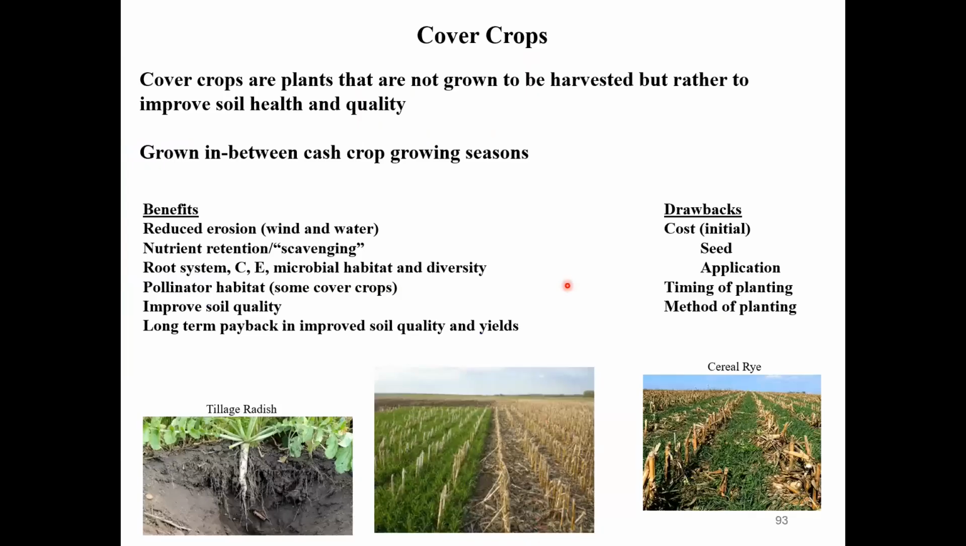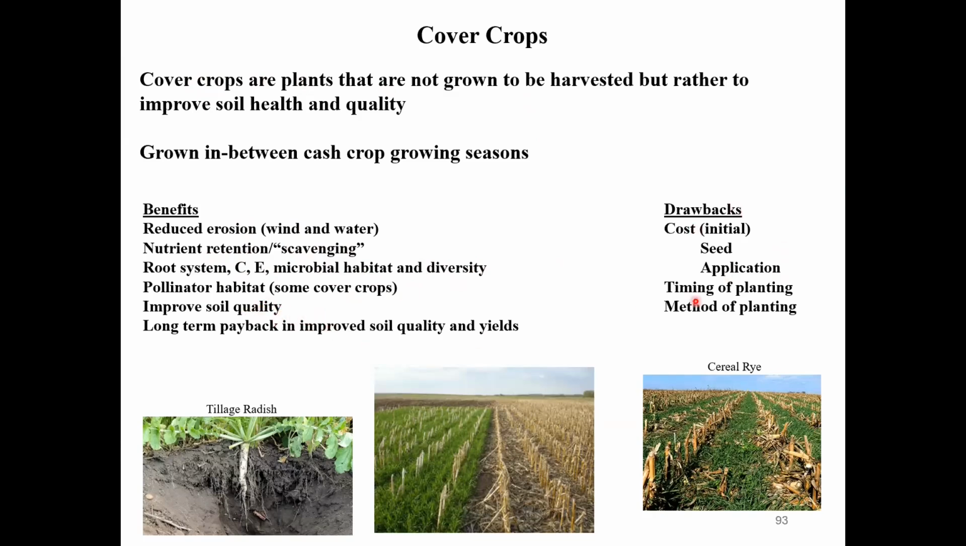Another thing we could do is we could have cover crops and we could scavenge that nitrogen. So for those not familiar with cover crops, I don't know why they call them crops, it should be cover plants. They're plants that are not going to be harvested. They're really there to improve soil health and soil quality. What's going to happen is they're going to reduce erosion. I'm going to focus on the nutrient scavenging in a second. It's going to provide carbon and energy for microbes. Some can provide pollinator habitat, not all. Long term, it's going to improve soil quality and yields.